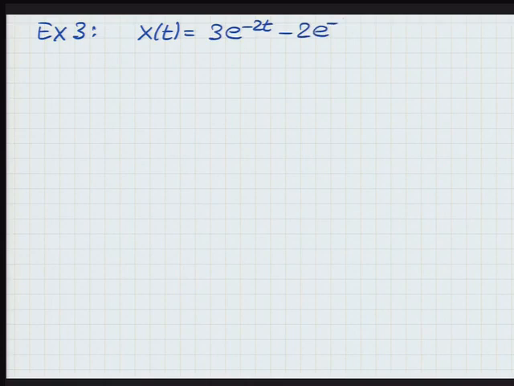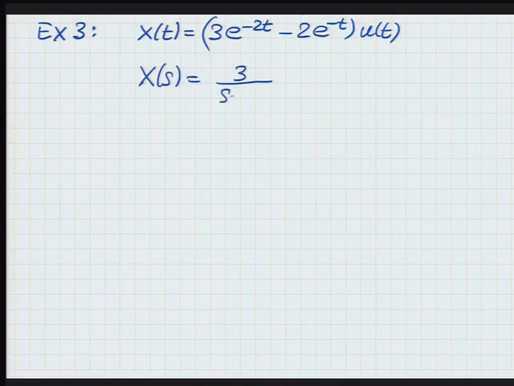Negative e to the negative t, u of t. All right. So what's the Laplace transform? Don't make me do this again. Sum of the Laplace transforms. So what can you say about the first one? 3 stays, it's just a factor, right? S plus 2, because this 2 is like our A in example 1. And now you get 2 over S plus 1. And you're done. Well, you're not quite done.